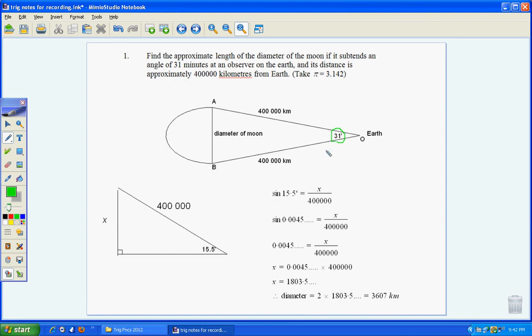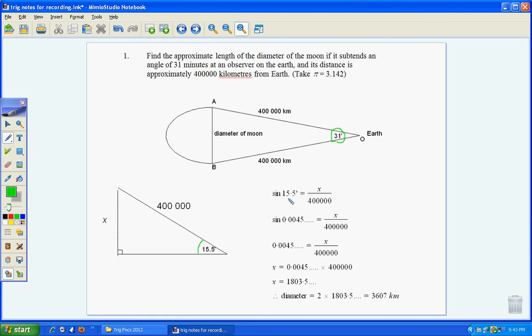So with 0.31 degrees, what we want to do is look at the diameter of the moon. It's saying 400,000 kilometers away, it subtends an angle of 0.31 degrees. So if we do our calculations here, we can get a triangle, with half the angle being 15.5, not degrees, but minutes. So we want to find the value of x, so we can find the diameter of the moon.